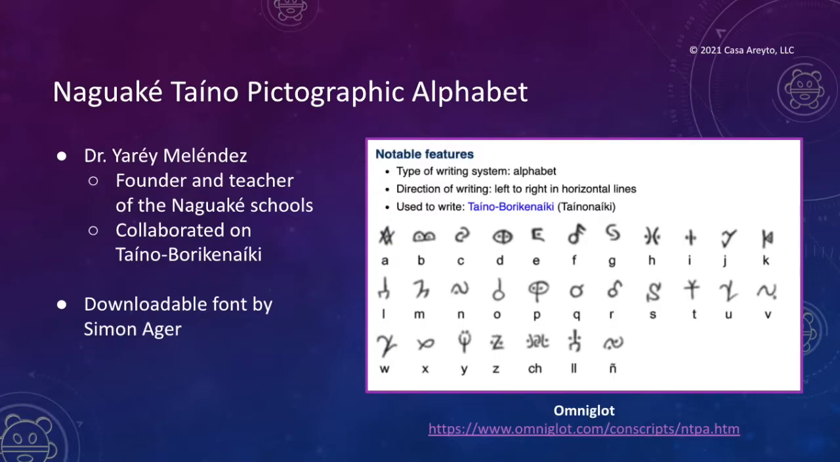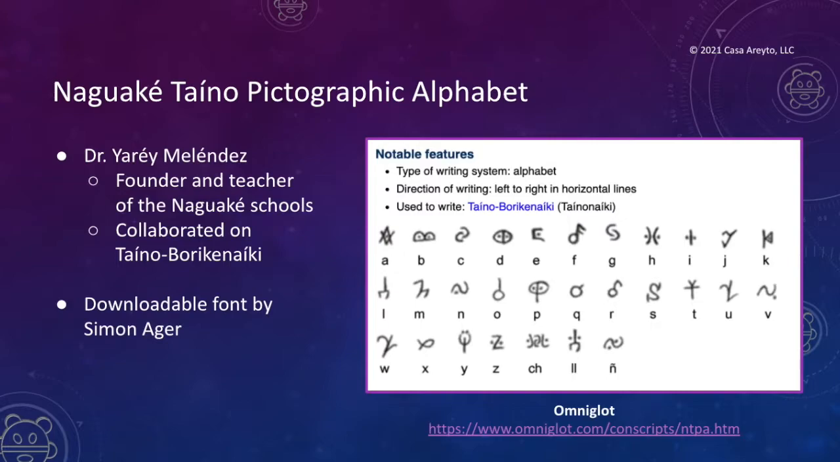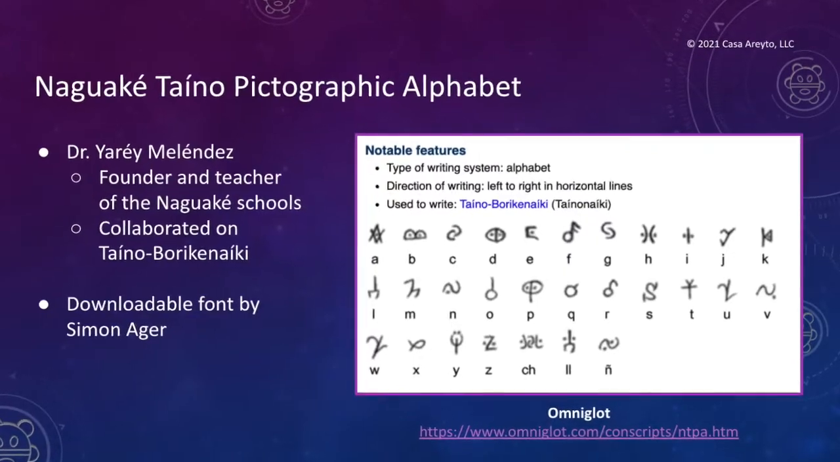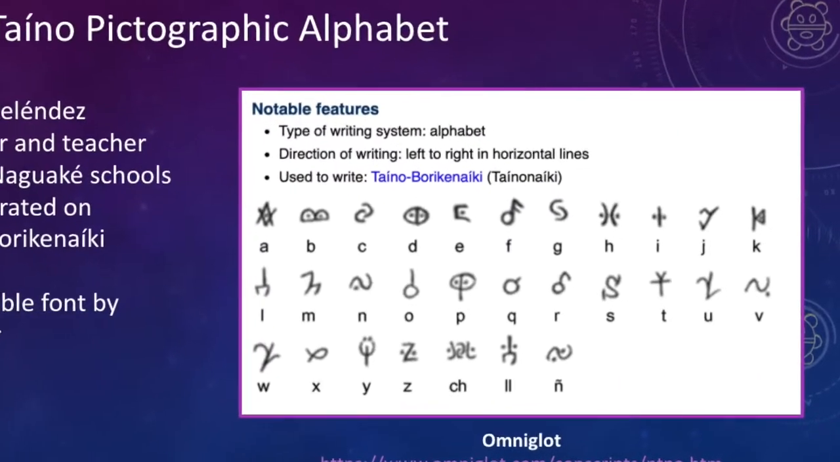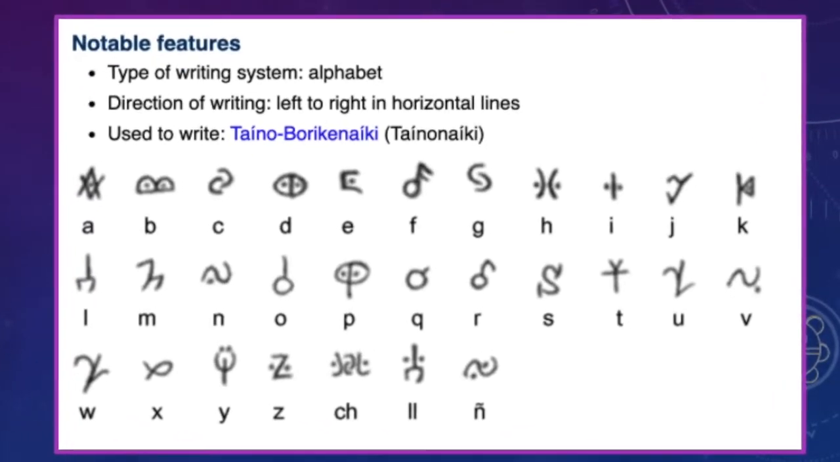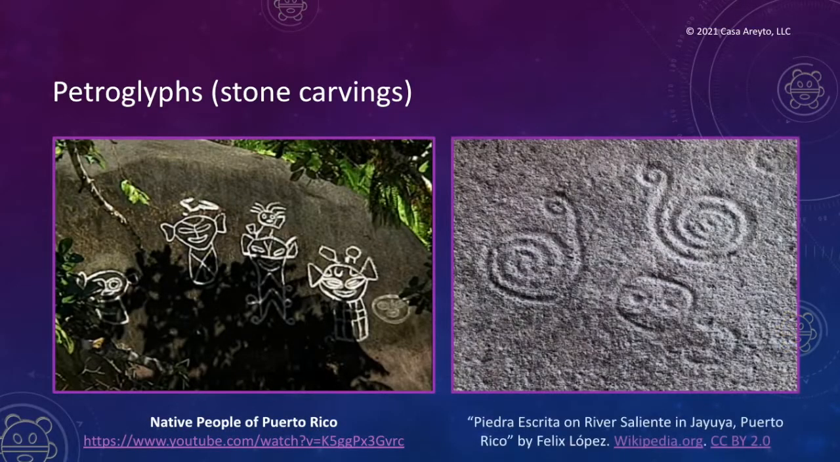Now, Dr. Yare Melendez collaborated on the creation of the Taíno Boriquenaiki book, which we use for our lessons. And if you go to omniglot.com, you can get a downloadable font. That is what I use. You'll notice that a lot of the Taíno symbols for the Nahuatl pictographic alphabet were actually derived from the petroglyphs that our ancestors left behind. Those are the stone carvings with symbols that were important to them.